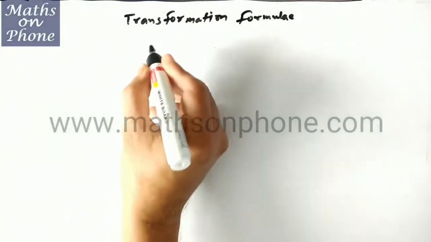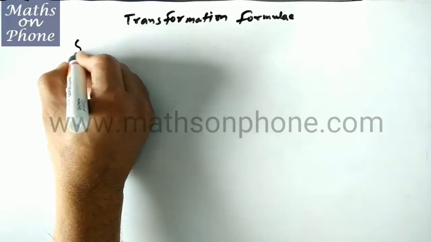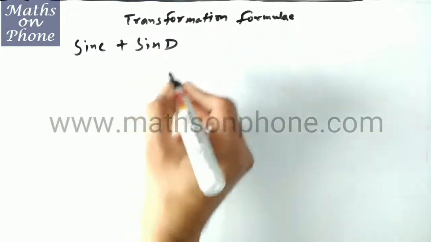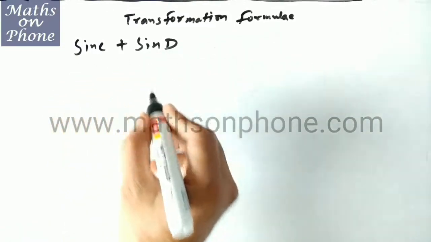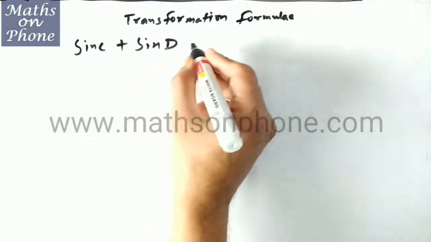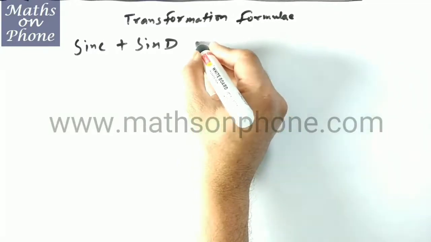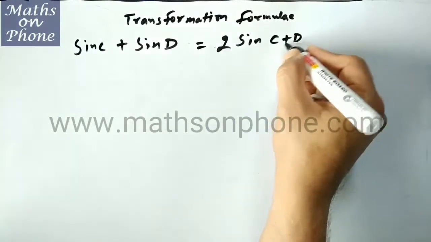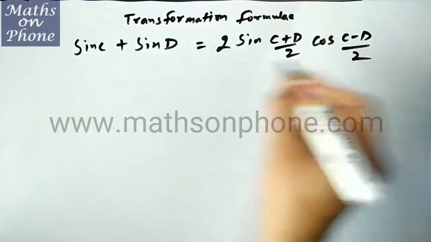Hello friends, now we will see transformation formula second part, that is sin C plus sin D, cos C plus cos D, sin C minus sin D, cos C minus cos D. These four formulas we will just discuss, and we will see that it is very much different from the compound angle formula. This is actually 2 sin (C plus D)/2 into cos (C minus D)/2. Very easy way to remember.